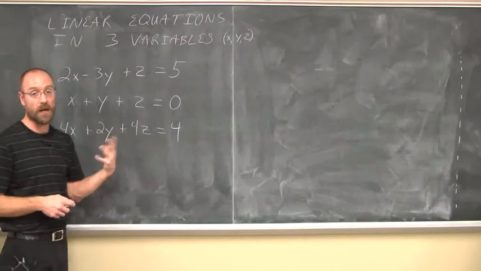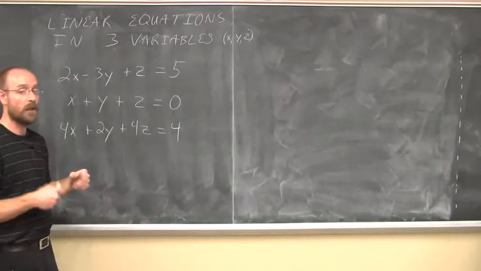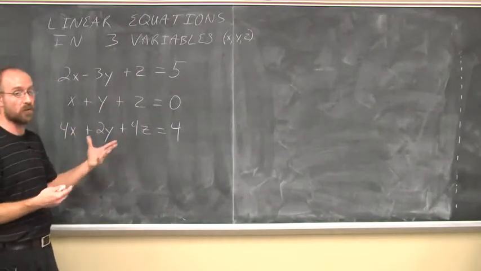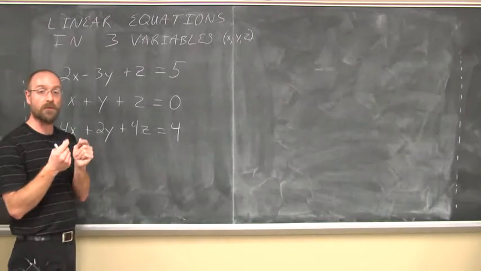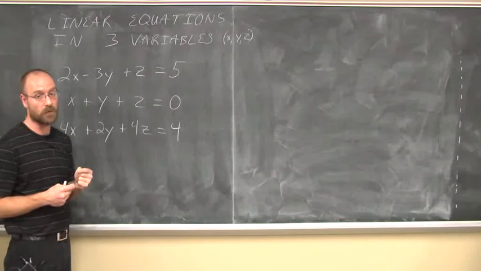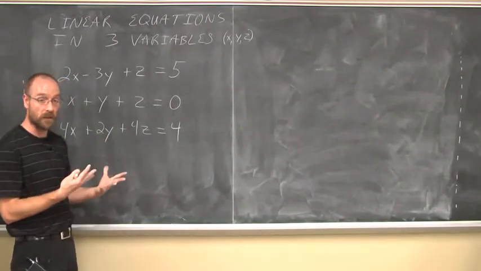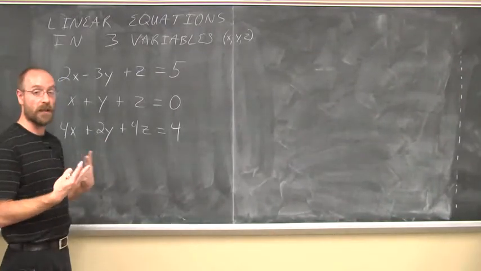For this example, we're actually going to use elimination. Now, when it comes to three variables, what we have to do is step by step break it down so that we have two equations and two variables, which means this is going to be a little tedious, but it is work that we can do.